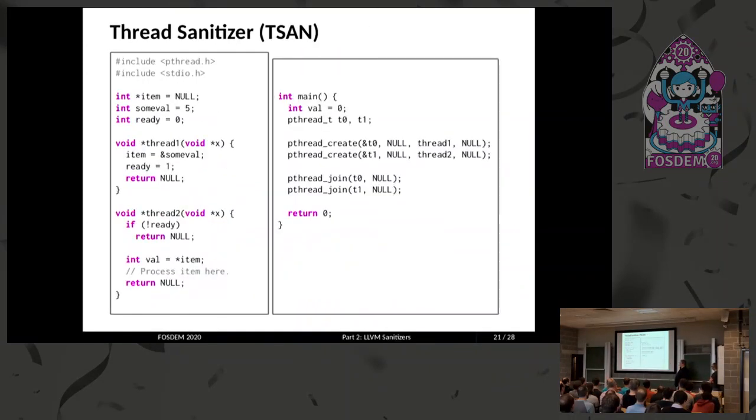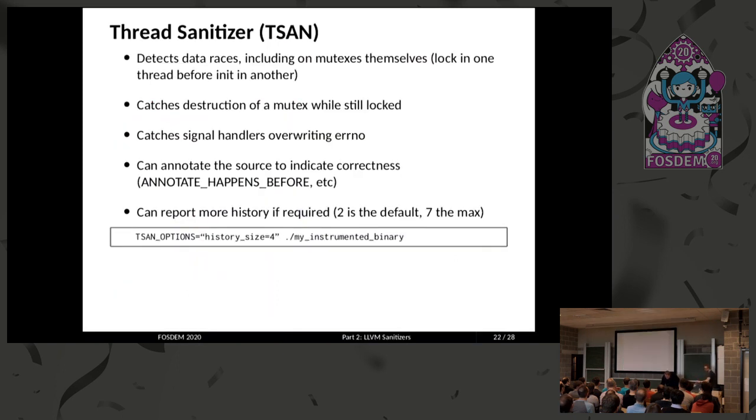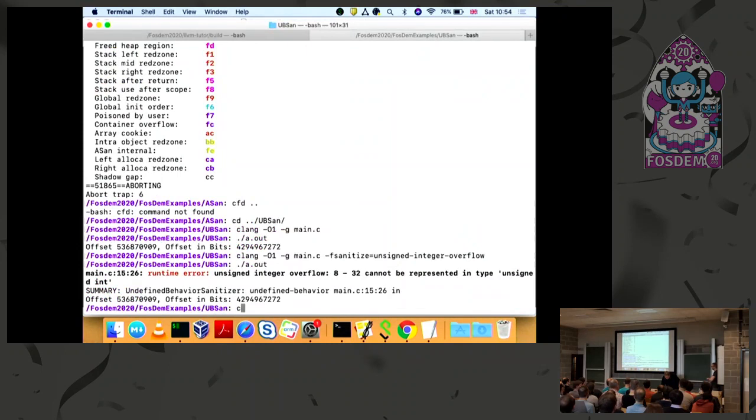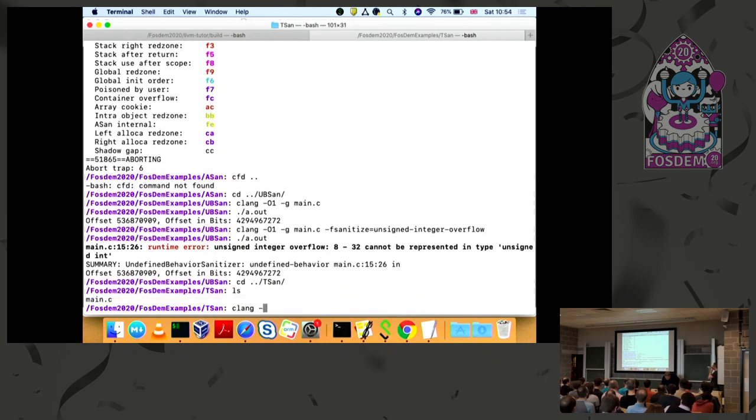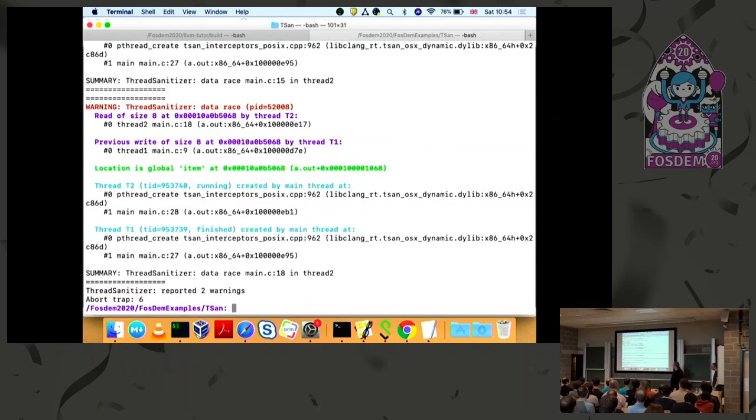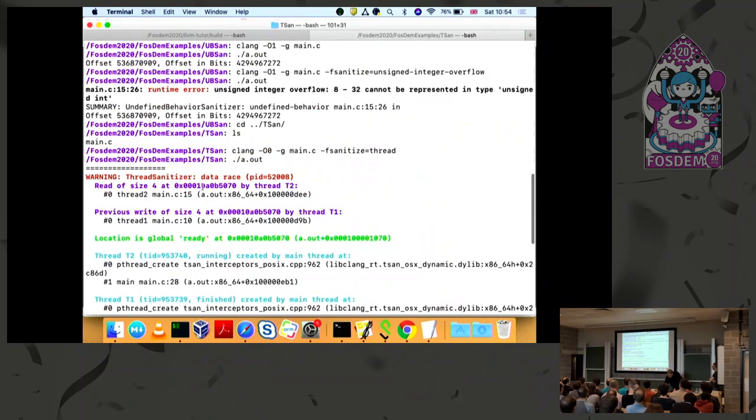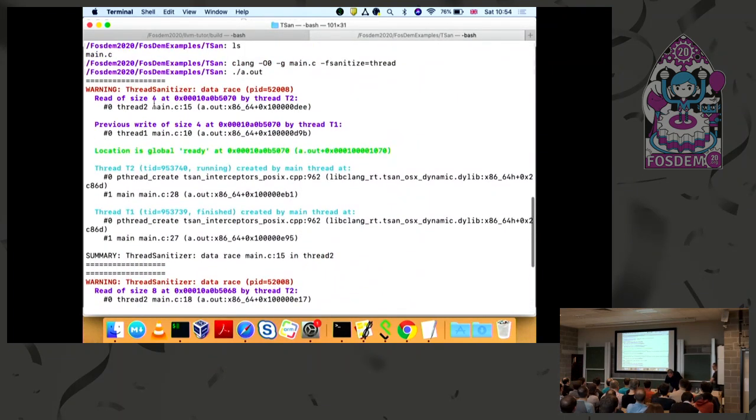Okay. Thread sanitizer. So this is obviously your thing to report data races. And I've got an example for that as well. Okay. So the thread sanitizer in this case is reporting that we had a data race between the threads on ready and on item, in that it will tell you which thread wrote to it first, which one wrote to it second, and that there's no synchronization between them.